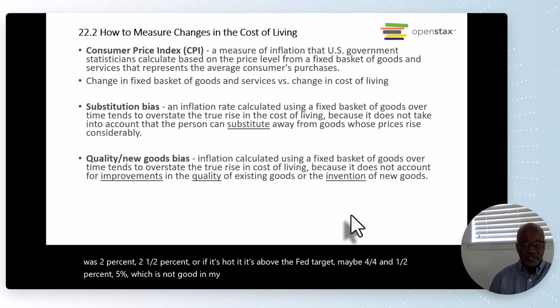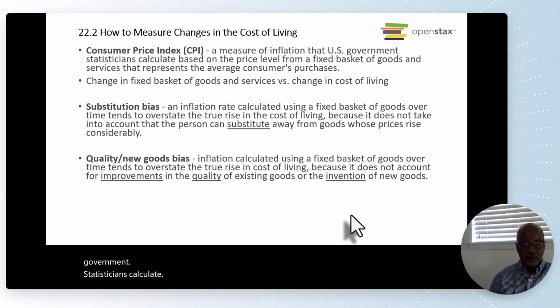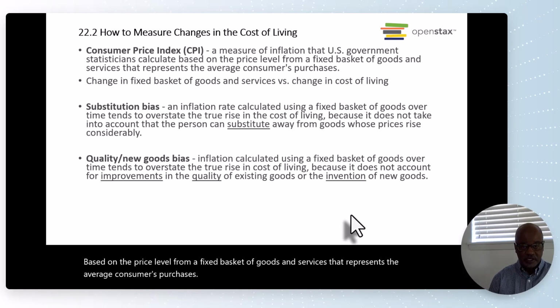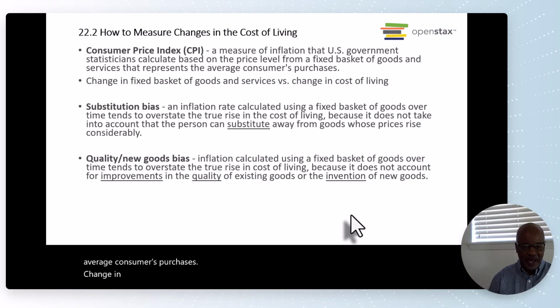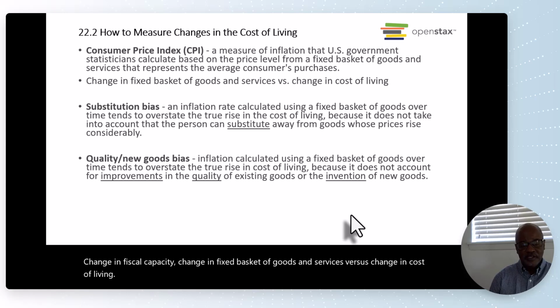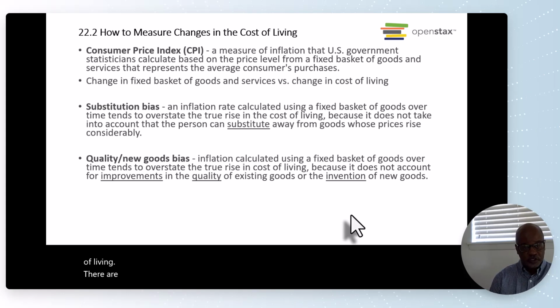But CPI is a measure of inflation that U.S. government statisticians calculate based on the price level from a fixed basket of goods and services that represents the average consumer's purchases. Change in a fixed basket of goods and services versus change in cost of living. There are some biases that are built into the CPI.